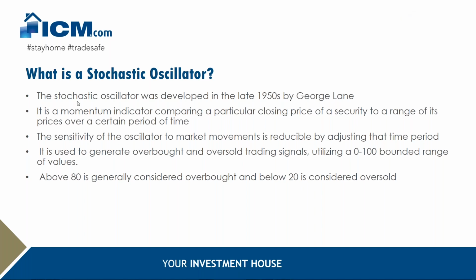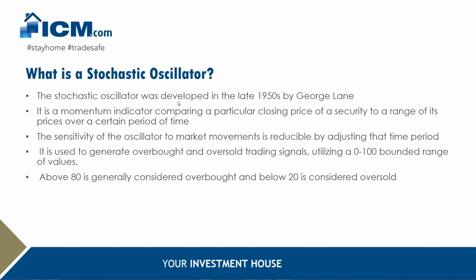So basically, this stochastic oscillator was developed in the late 1950s by George Lane. It is a momentum indicator. Basically, it compares the closing price of any instrument to the range of its price over a certain time period. Both RSI and the stochastic oscillator give a range from 0 to 100, and we've seen RSI shows 30% and 70%.